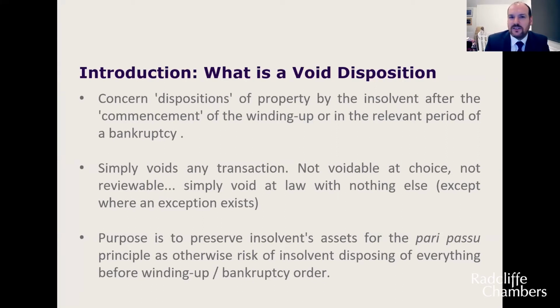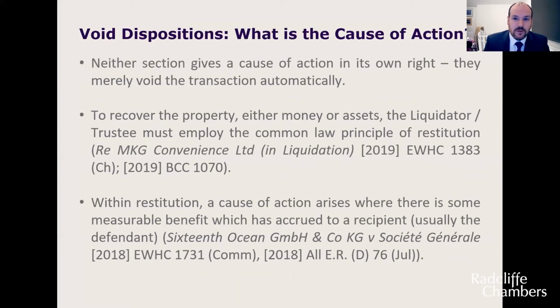It's ultimately to preserve the assets of the company or of the bankrupt, to go by the pari passu principle, to ensure that all creditors are treated equally in the winding up from the property of the company or the person at the time of the winding up. But if all these sections do is void the dispositions themselves, what actually is the cause of action? Well, neither section 127 nor 284 are actually causes of action in their own right. Neither one provides for a statutory scheme of clawback. All they do, as I said, is void the disposition, and they stop there. So to actually recover property, you've got to go back to the common law, step into issues of restitution and unjust enrichment.